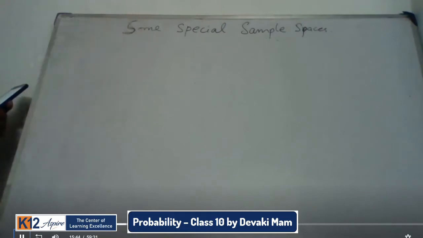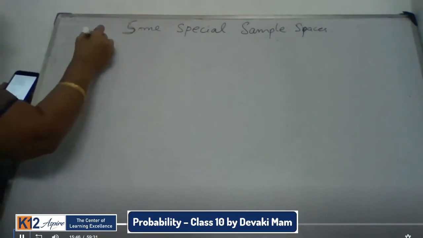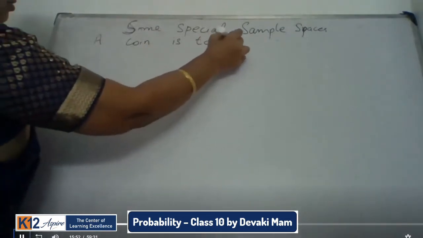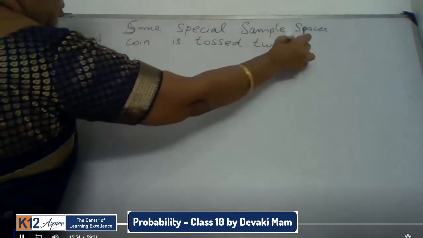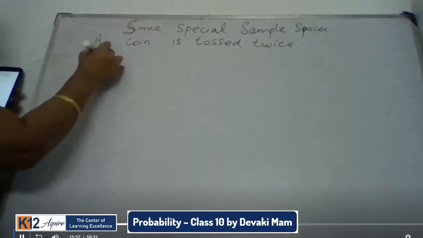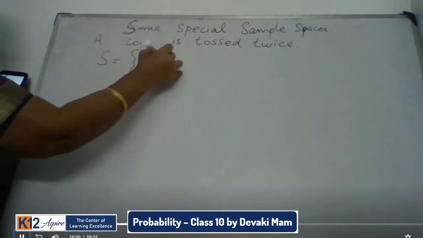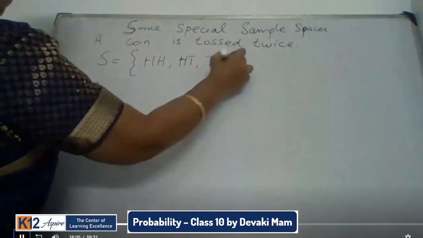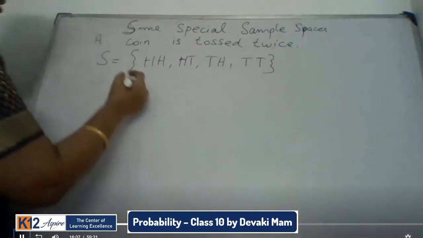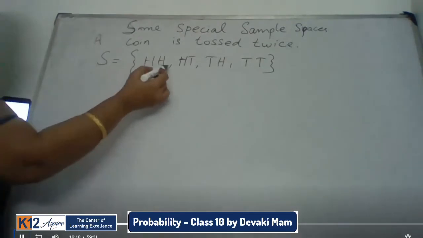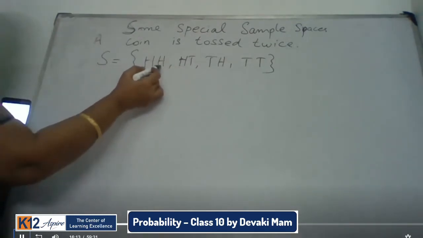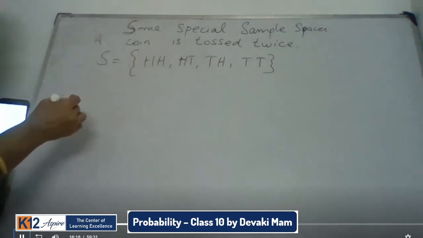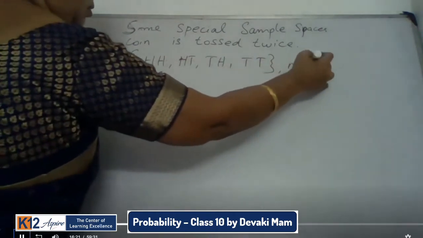Now we are going to see, if a coin is tossed twice, what is the sample space? So these are the total outcomes in this sample space, that is HH, HT, TH and TT when the coin is tossed twice. So here n(S) is equal to 4.